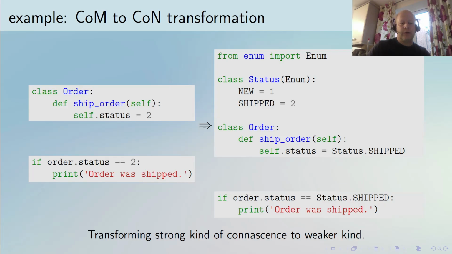So what one can often do is transform a stronger kind of connascence to a weaker kind. For example, if we have the order status example again with the number 2 meaning that the order was shipped, we can instead use an enum where we say new is 1, shipped is 2, and then we set the status to status.shipped instead of 2. And again, if we check the order status, we compare with status.shipped and print the order was shipped. In this case, we have now transformed the connascence of meaning to a connascence of name. We have transformed it to a weaker kind of connascence.